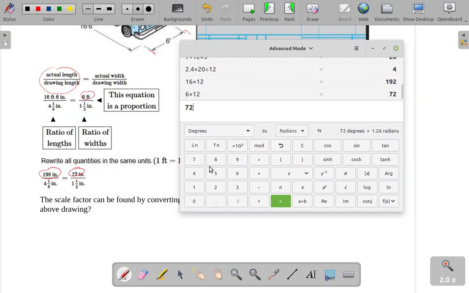So if we take 198 divided by 4 1/8, I'm going to put this in parentheses, 4 plus 1/8. It might have been smart for me to convert that to a fraction instead of leaving it as a mixed number, because mixed numbers are a little bit annoying to plug into the calculator. But you can do it like this. We get 48.